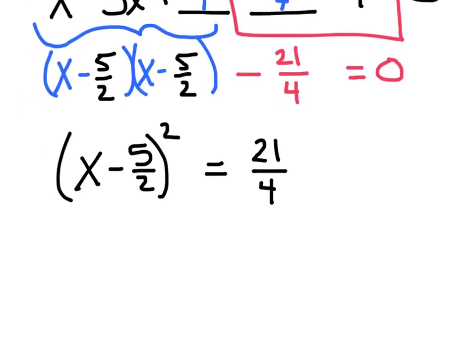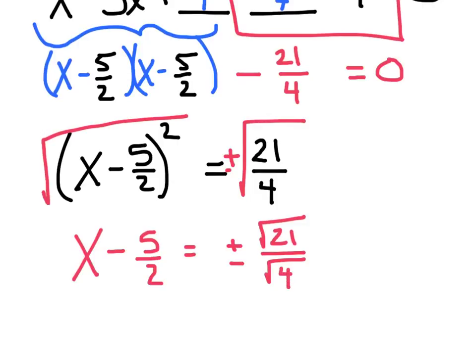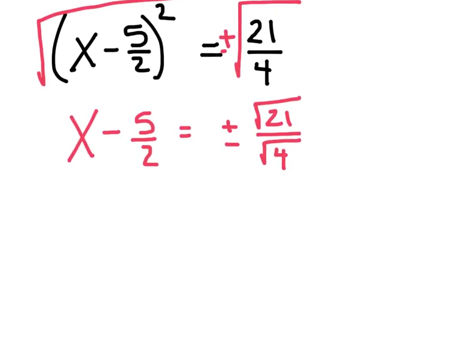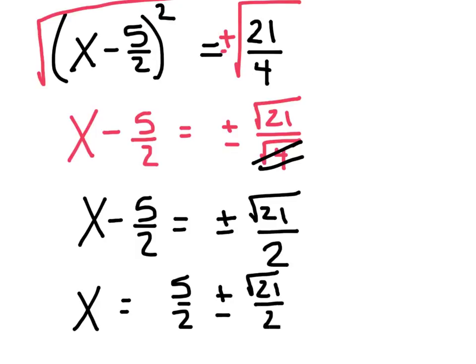Okay. To get rid of that square, I'm going to square root. Don't forget the plus minus. I get x minus 5/2 equals plus or minus. Remember, it's really radical 21 over radical 4. Okay. So I get x minus 5/2 equals plus or minus radical 21 all over 2. I know the square root of 4 is 2. And lastly, I just have to add my 5/2 over. So I get 5/2 plus or minus radical 21 over 2.